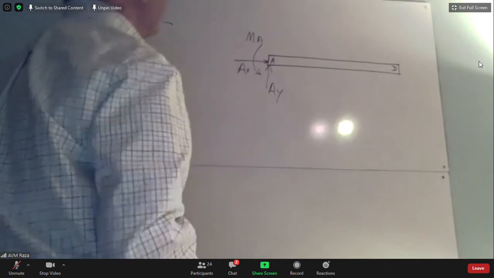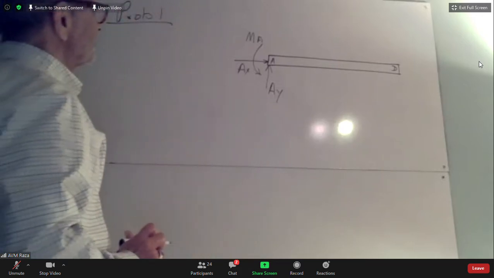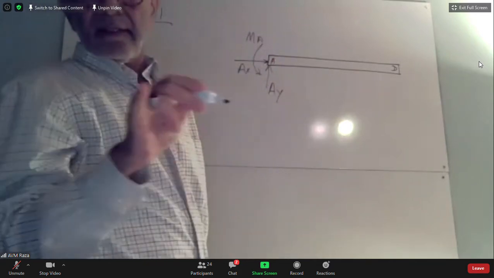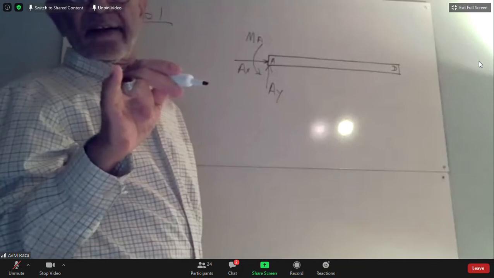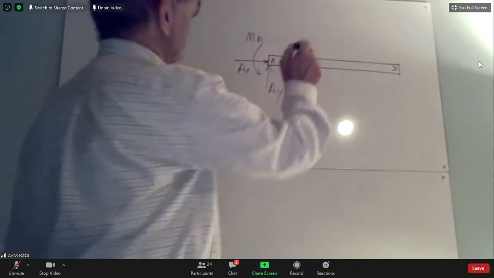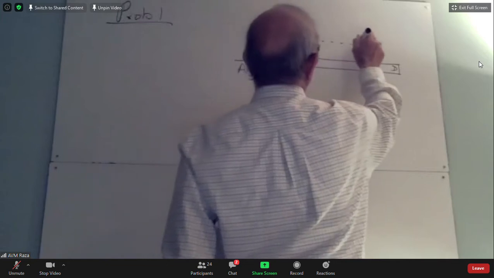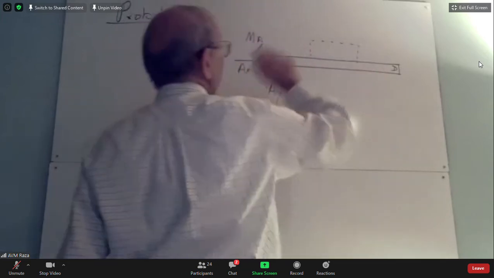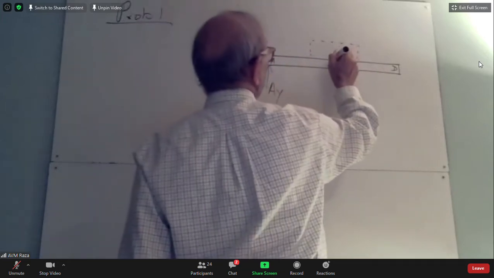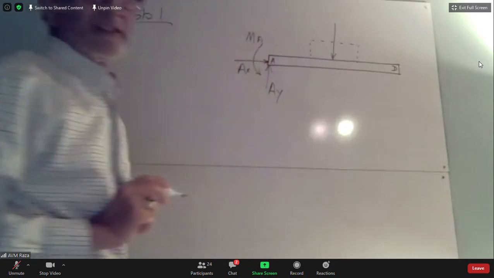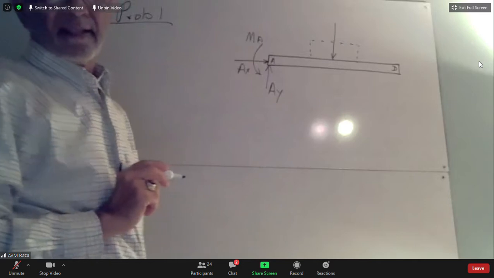All right. So that's the fixed support. Then I got a distributed load, and that distributed load is from B to C, and this I'm going to replace by one force.